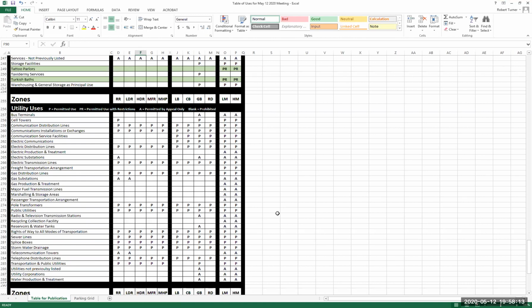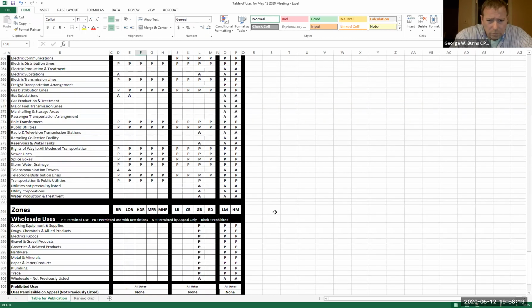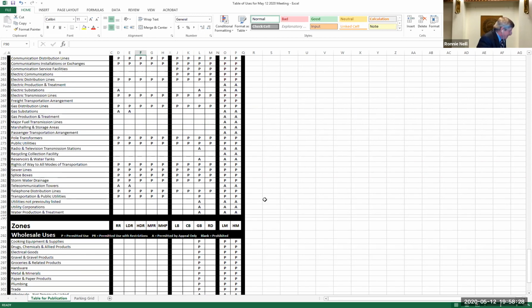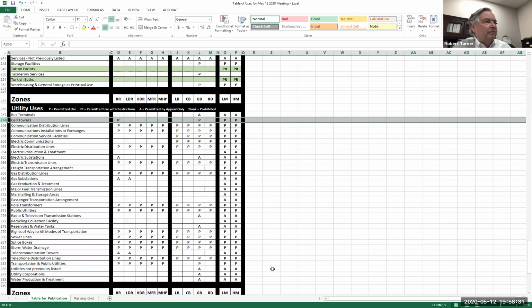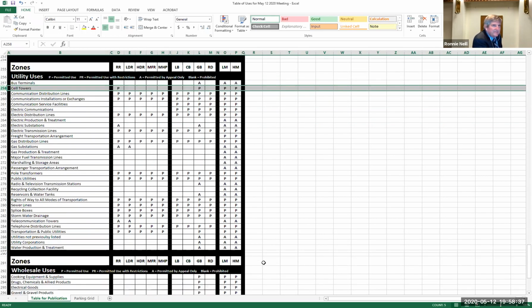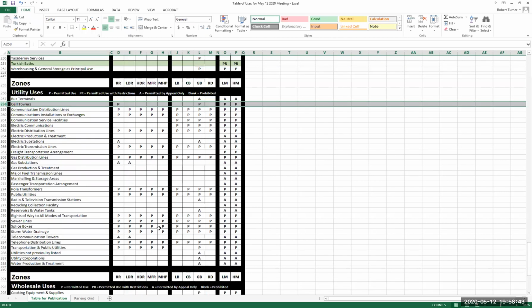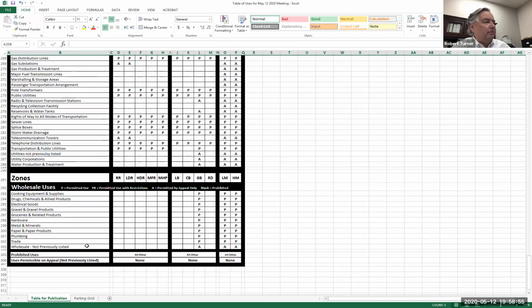What is rights of way to all modes of transportation? Roads, I think. Okay. Well, so you don't need that. Now you've got in there telecommunication towers, but then up at the top, you've got something about cell towers. Can't you just get by with telecommunication towers? You can. I think we need to work on that section a whole lot. Okay.